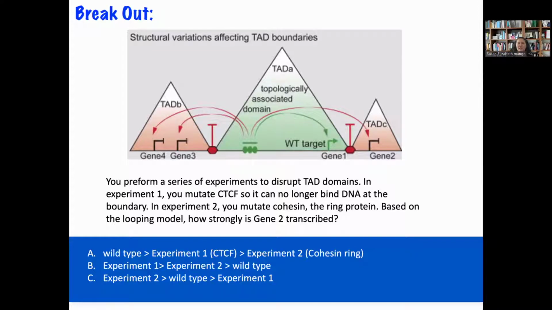So any guesses, A, B, or C? Have you guys made up your mind? Do you need more time? Well, I'm not hearing anything, so I'm going to move on, but I hope you're thinking about this.